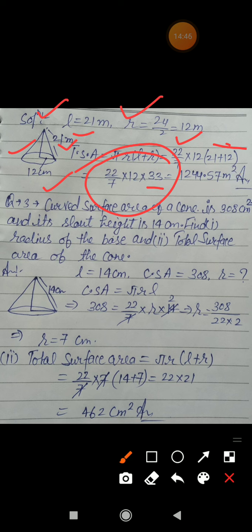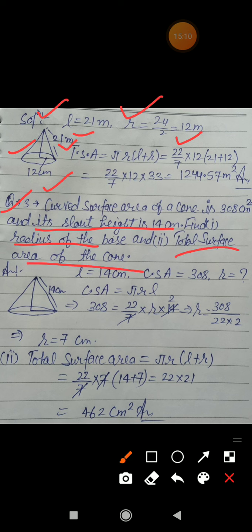Okay, now the next question, question number 3. Question number 3 is: the curved surface area of a cone is 308 centimeter square and its slant height is 14 centimeter. In this question you have to find the radius of the base and also the total surface area of the cone.